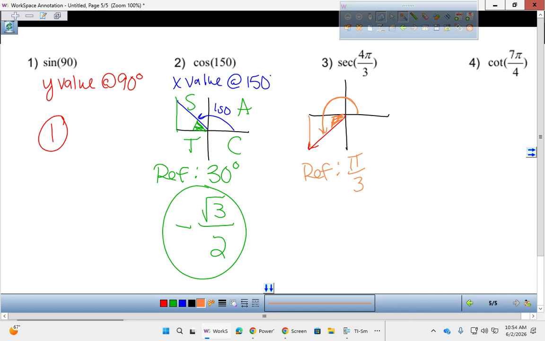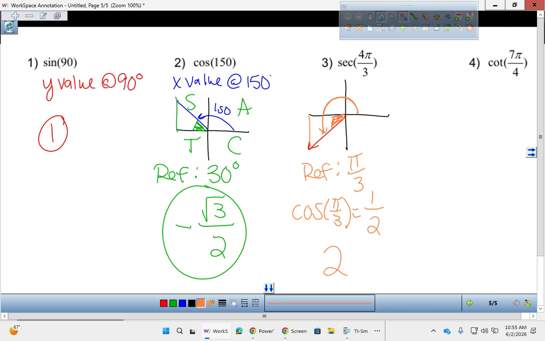But it's secant, and my unit circle gives me cosine and sine. So I have to think, okay, well, secant goes with what? Cosine. So the cosine at pi over 3, the x value at pi over 3, is 1/2. Right? So what's the secant there? What do we do to get secant? We flip it, right? So it's 2. So the secant of pi over 3 is 2, but remember, we're in quadrant 3 now.